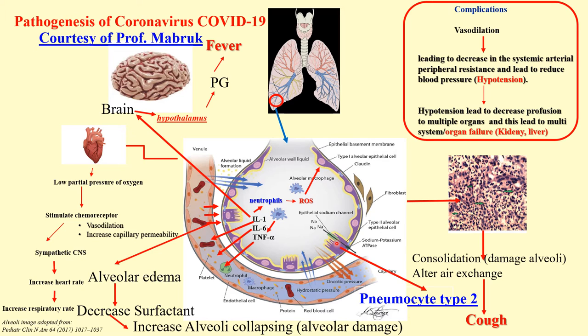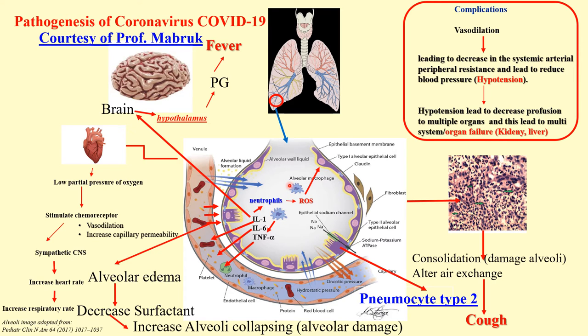Also, the presence of the inflammatory mediators, as I mentioned previously, these three inflammatory mediators, interleukin 1, interleukin 6, and the tumor necrosis factors, will go into the blood. And then from the blood, they will go into the central nervous system, which is the brain. They will go into the hypothalamus. So then the hypothalamus will be producing prostaglandin, and this prostaglandin will lead to fever.